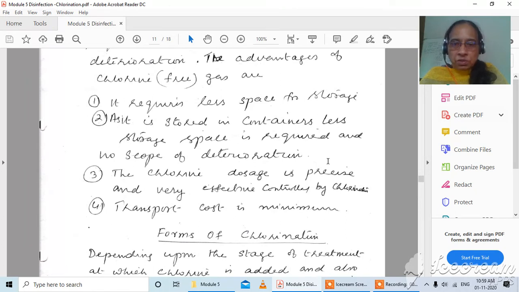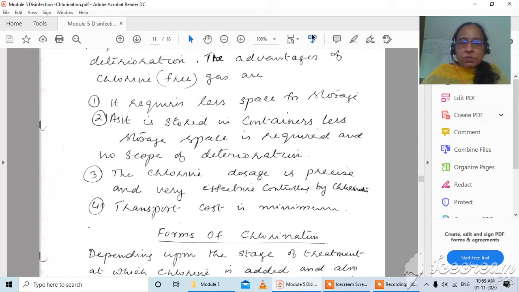Transportation cost is also very cheap, and it's very easy for application, since we are mixing the chlorine gas in a small quantity of water using a chlorinator, that is the apparatus used for mixing this chlorine gas in the water, and that liquid chlorine is now applied to the large volume where we want to disinfect. Okay, these are the forms of chlorine gas and its application.